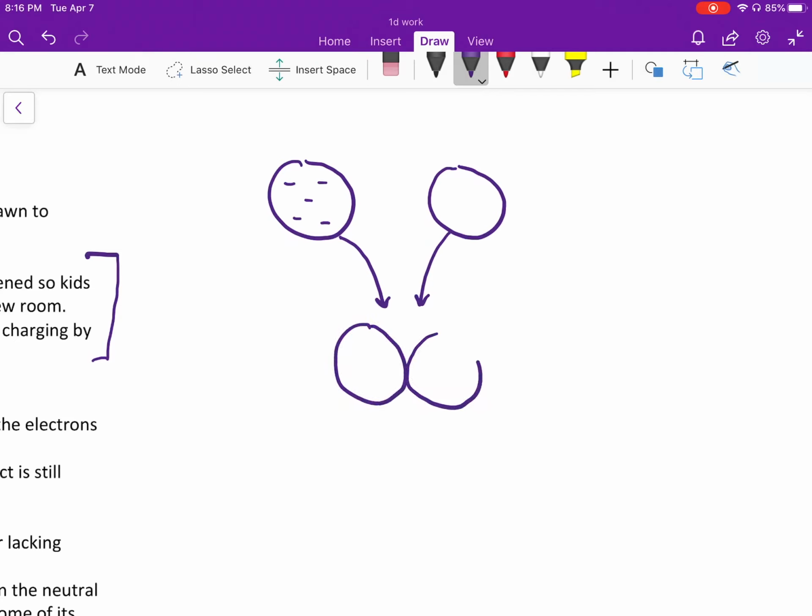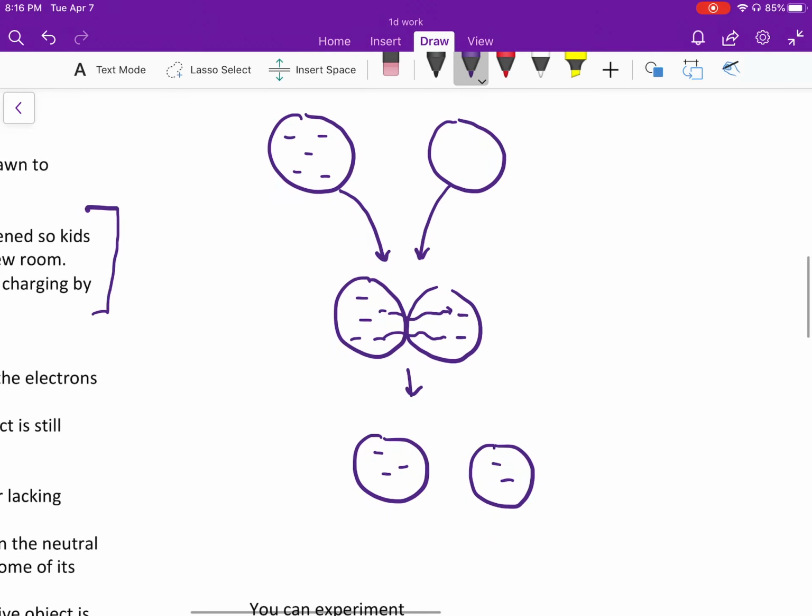the classroom door. These negatives, they don't really like each other. So when we make contact, some of them are going to move into the new material, the new object. How many move kind of depends on how big the new object is and things like that. But at the end of it all, the original negative object, some of them will have left and gone into the neutral object. So we end up with both of them being negative. We've given those negatives that wanted to get away from each other an escape route.